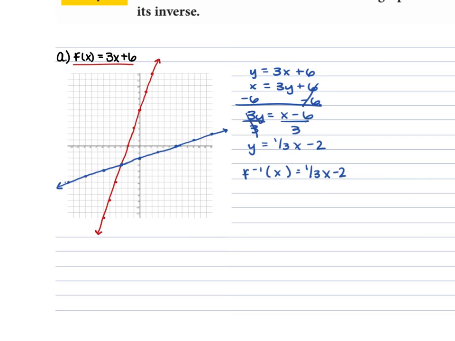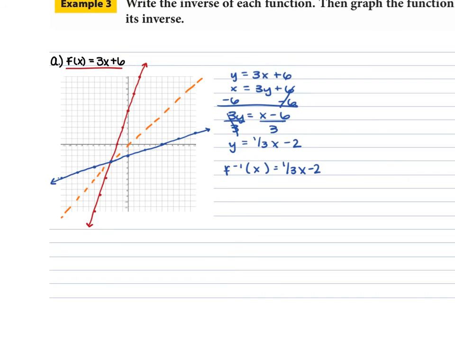And then again, if I took an invisible line and just drew a line through the middle of these, they would mirror each other. And in this case, they do. So we know that these two are graphed correctly.